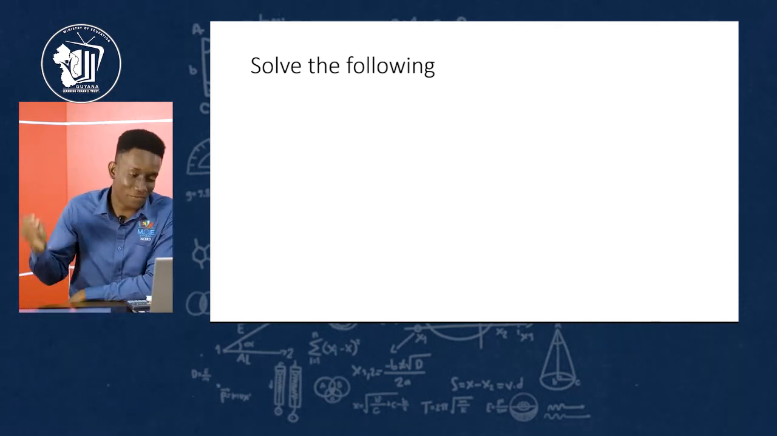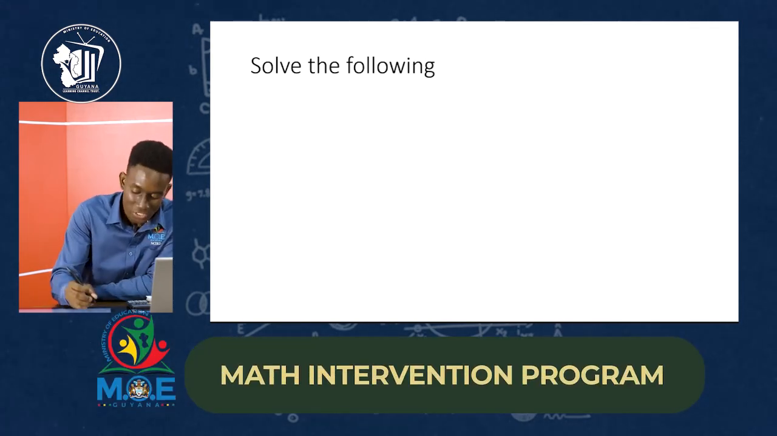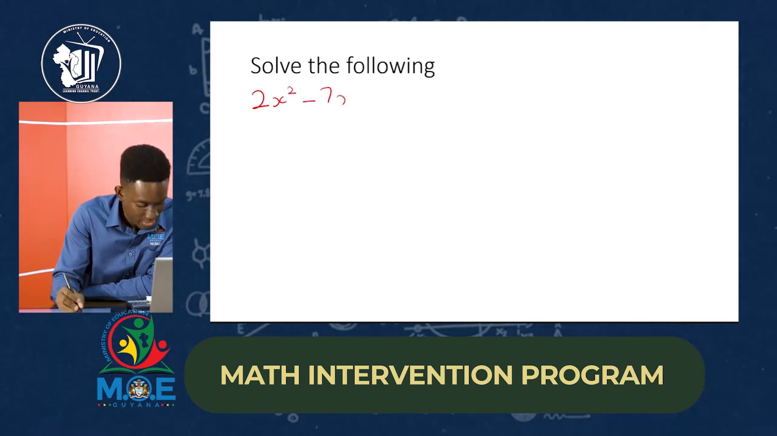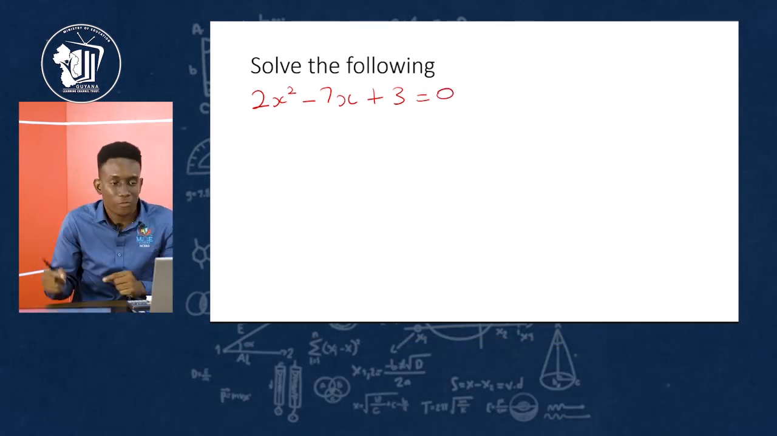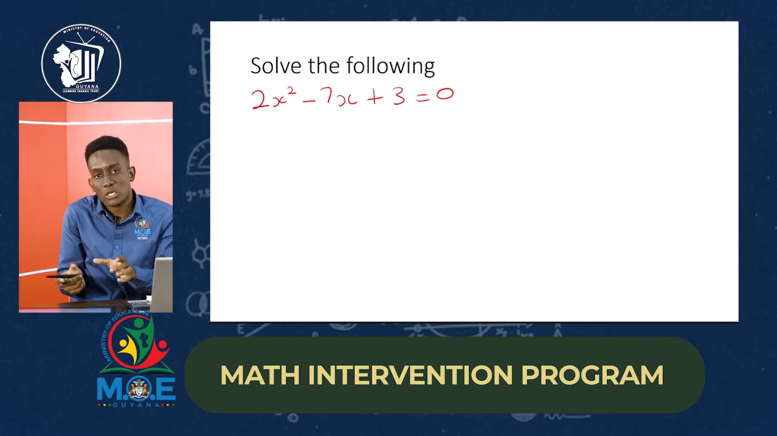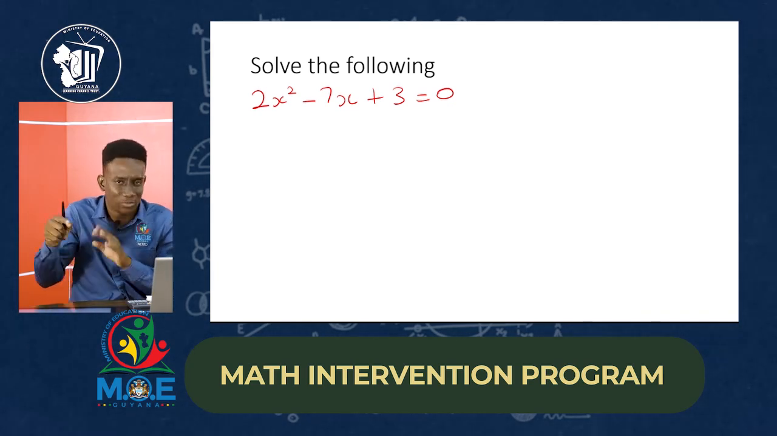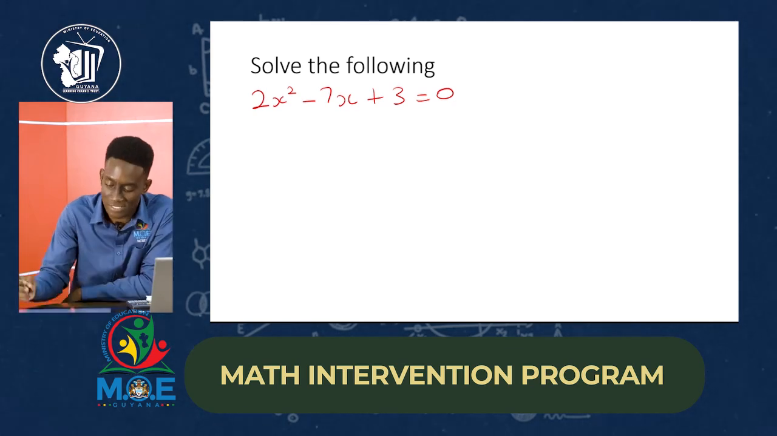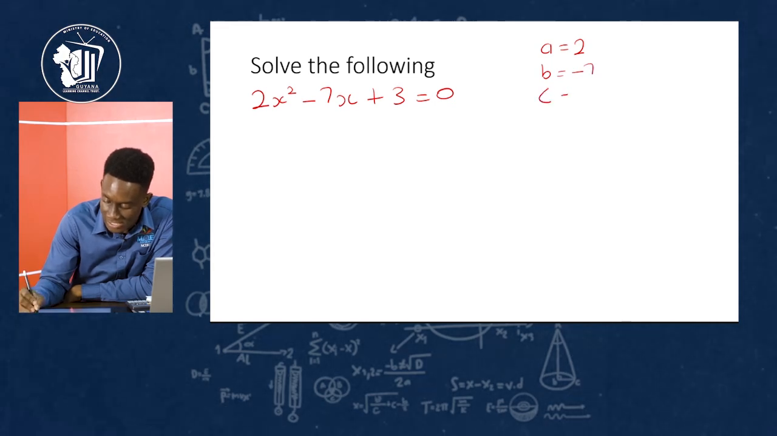The first example is to solve this using the quadratic formula. The equation is 2x squared minus 7x plus 3 is equal to 0, and we want to solve this quadratic. Since we are substituting a, b, and c into the formula, it's important to identify them before we put down the formula. So a is equal to 2, b is equal to negative 7, and c is equal to 3.